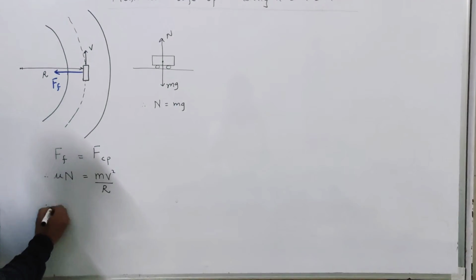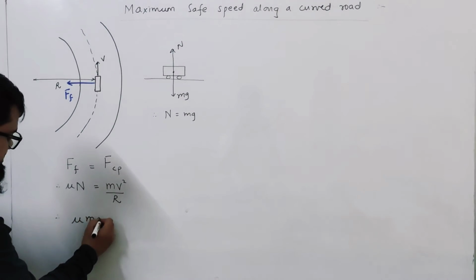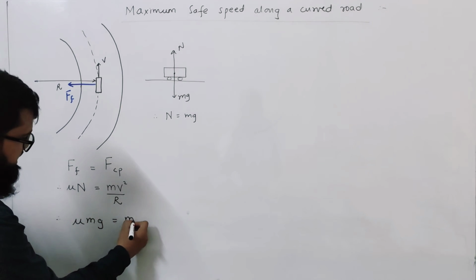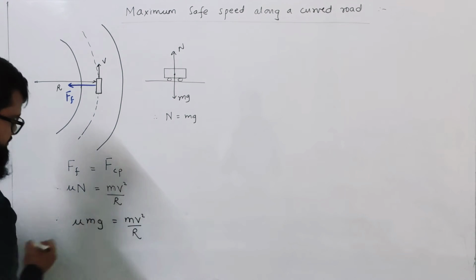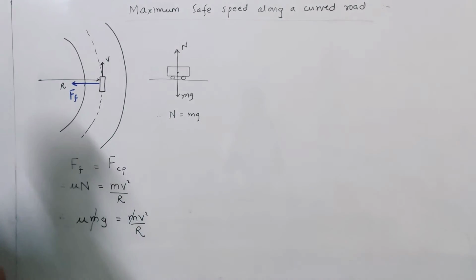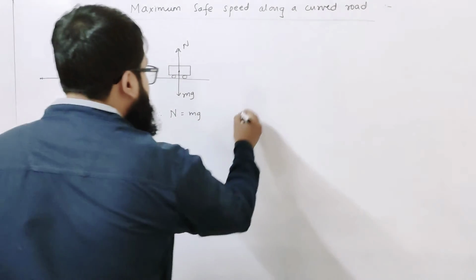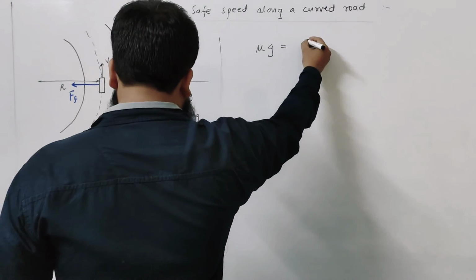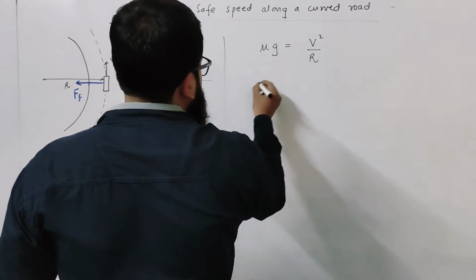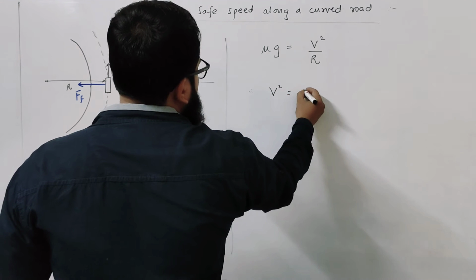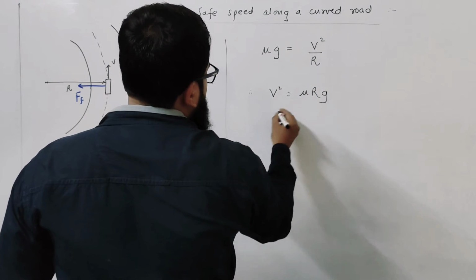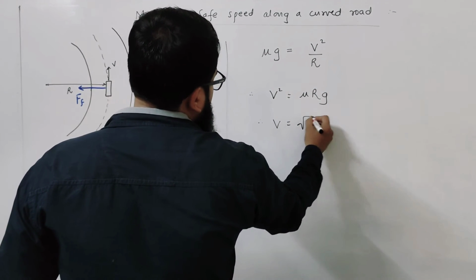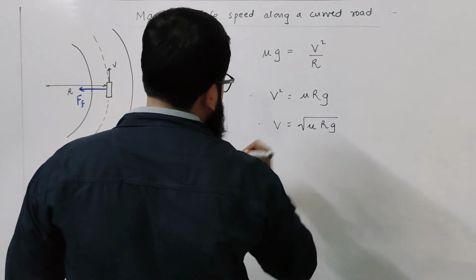Now since N is equal to mg, you could write mu mg equals mv square by R. Cancelling m and m will give you mu g equals v square by R. Therefore v square becomes mu R g and v becomes under root of mu R g.